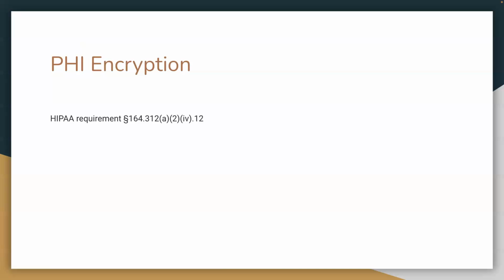HIPAA requires healthcare entities to implement a method to encrypt and decrypt electronic protected health information. PHI that is created, received, transmitted, and maintained in systems and on work devices, including mobile phones, desktops, flash drives, hard drives, and everything, should be encrypted. Simply, they are saying wherever you are storing your PHI data, if it is part of the organization, it must be secured and encrypted.